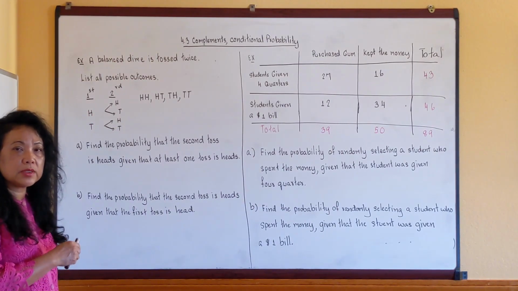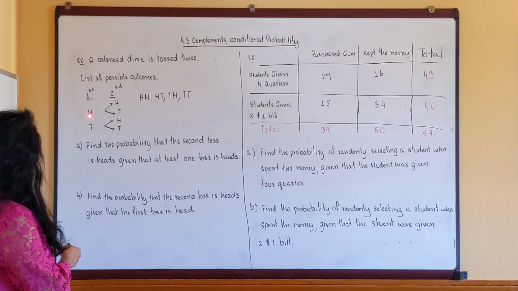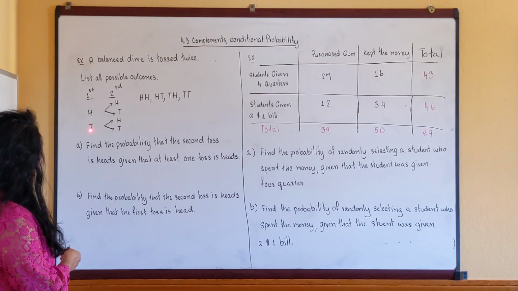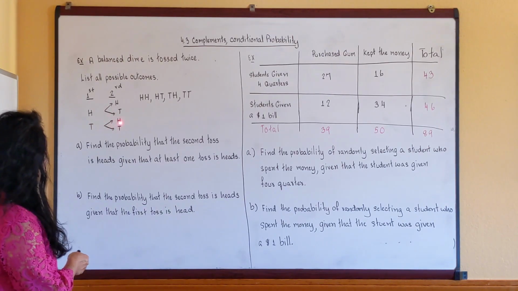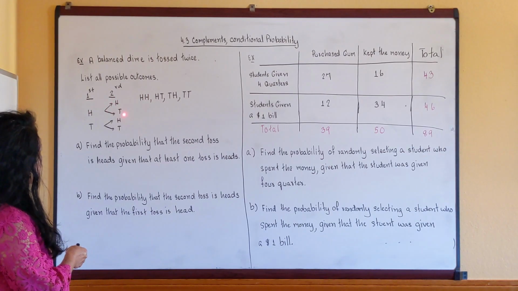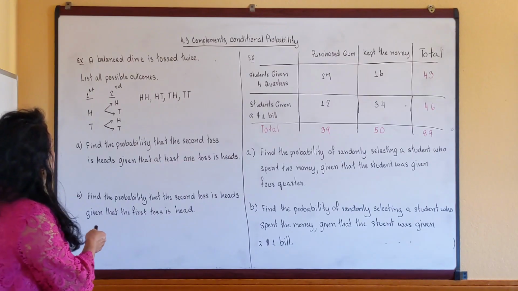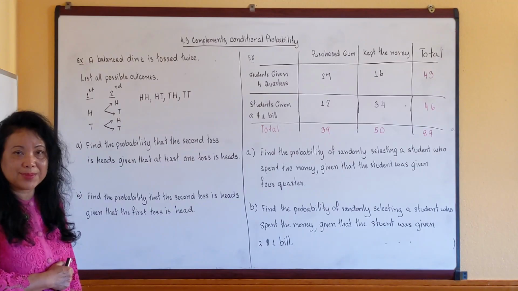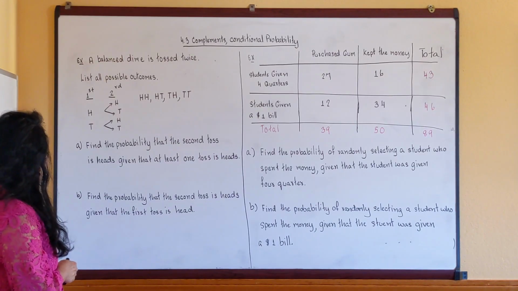Regardless of what happened the first time you toss, if you have head first, you're still going to have head or tail. If you have tail first, you're still going to have head or tail. So you can have two heads, head and then tail, tail and then head, and both tails. So that's 4 possible outcomes. This is called the tree diagram. Let's look at the first question.